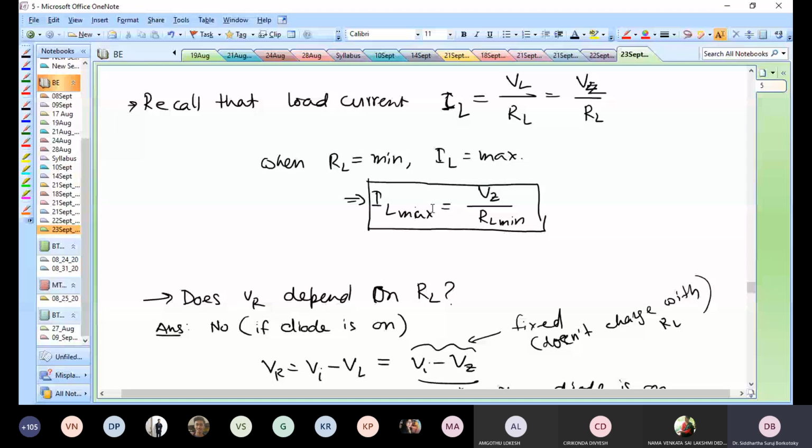So is this clear? What is the maximum current? The voltage across the load resistor is fixed, right? So if that is fixed, then if I make RL smaller and smaller, I get more and more current. So if the minimum I can make RL is this RL min, the maximum IL I get is VZ by RL min. Okay, so this is the idea.